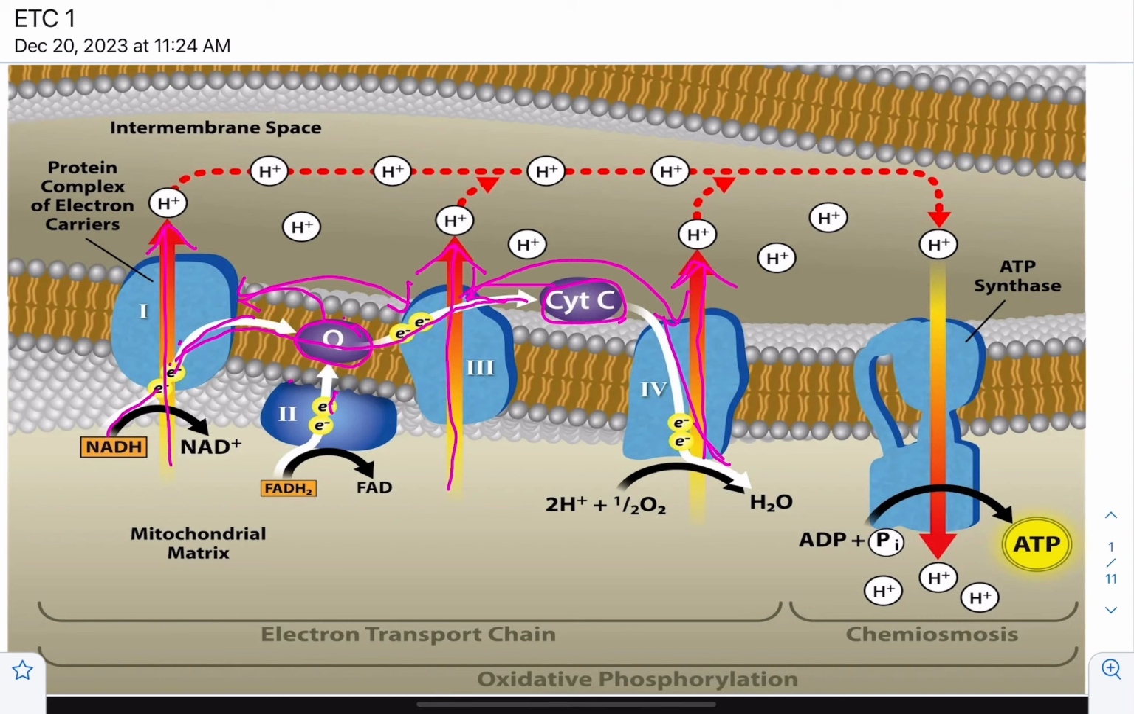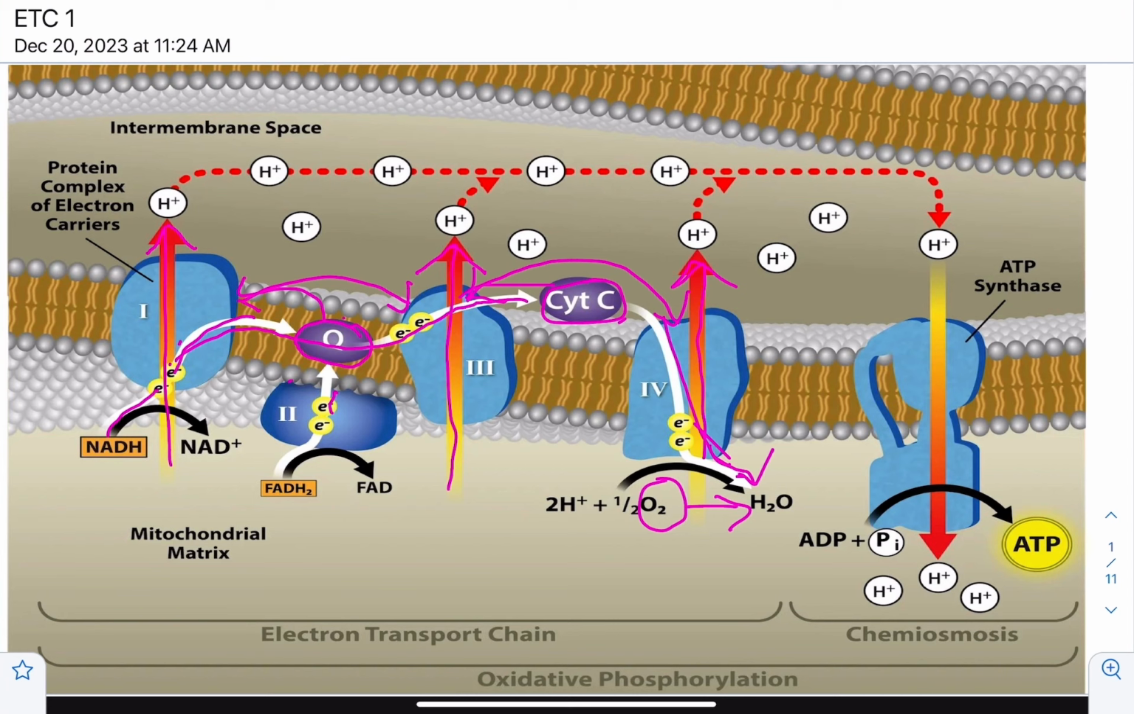And then as it travels down, it goes into the matrix. It's dropped off in the matrix to oxygen. Oxygen is the final electron acceptor, and it creates a bond with hydrogen to form water. And now you have a lot of protons in the intermembrane space.